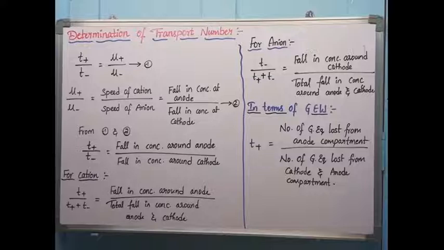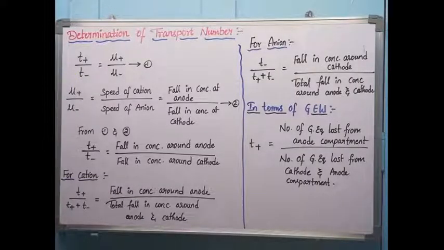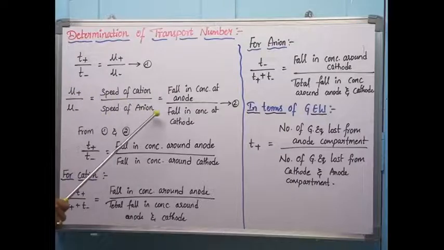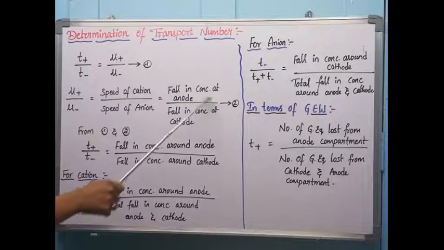Let's see the determination of transport number. We know that transport number is directly proportional to the speeds of the ions, so the ratio T plus by T minus equals mu plus by mu minus. I'm considering this as equation 1. Here mu plus by mu minus is the speed of the cation divided by the speed of the anion. The speed of the cation corresponds to the fall in concentration at the anode, because if all cations are moving towards the cathode, the concentration decreases at the anode. The speed of the anion corresponds to the fall in concentration at the cathode. I'm considering this as equation 2.